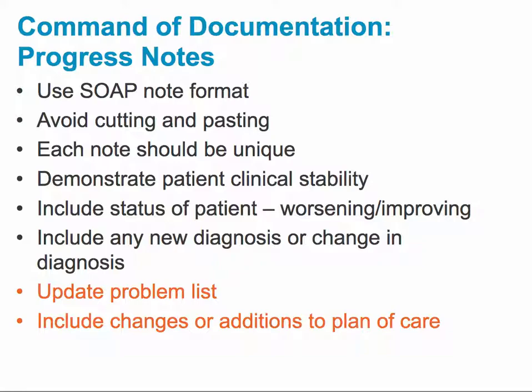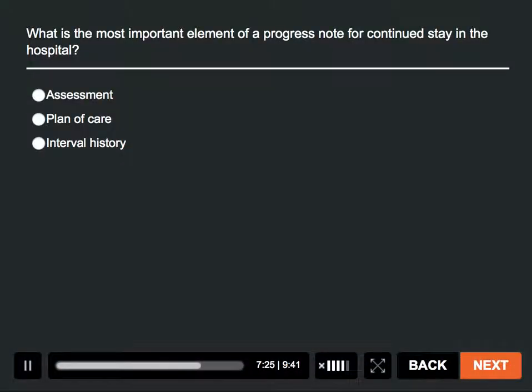Referring back to statements such as "see orders" is not sufficient to show the acuity and where you're going. What is the most important element of a progress note to demonstrate the need for continued stay in the hospital?